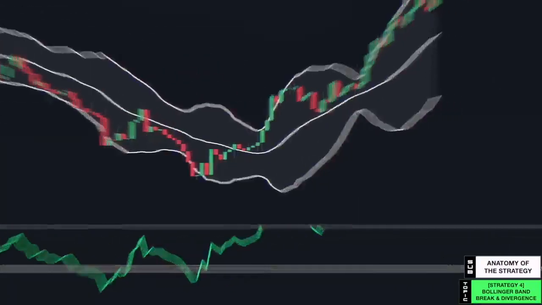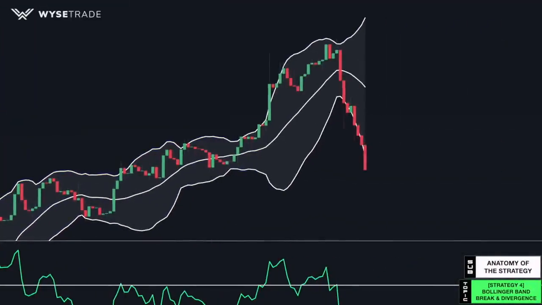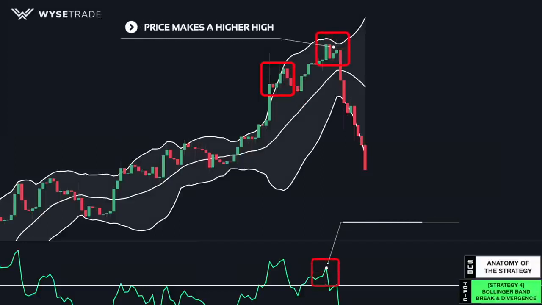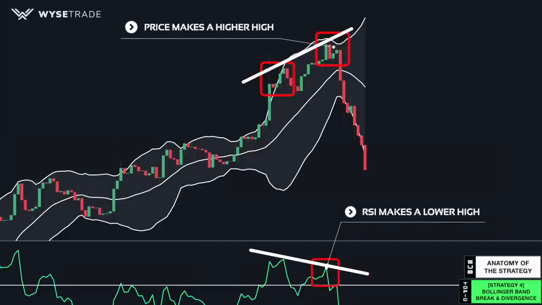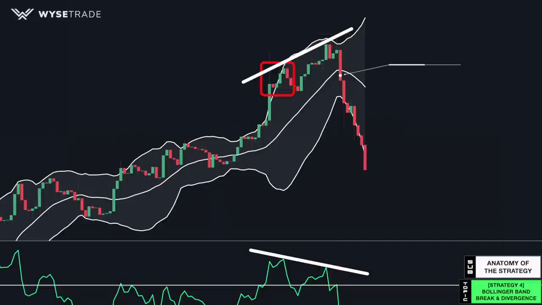So in the opposite direction, this works the same. You have your moving uptrend, followed by a Bollinger Band break. Price pulls back and moves back inside before making a higher high, whereas the RSI makes a lower high, which creates a divergence. Once you had your trend change confirmation, you would look for short trade entries. So moving to the next variation.